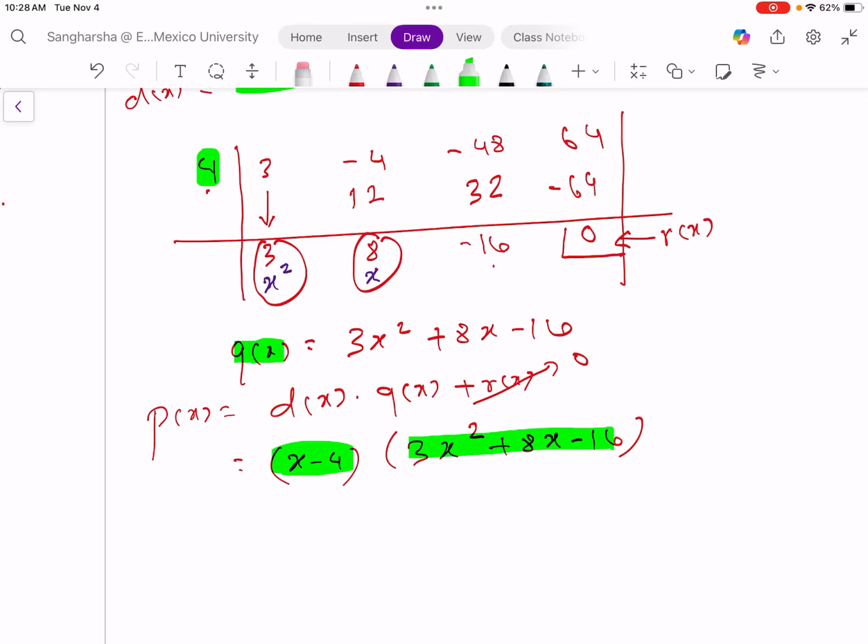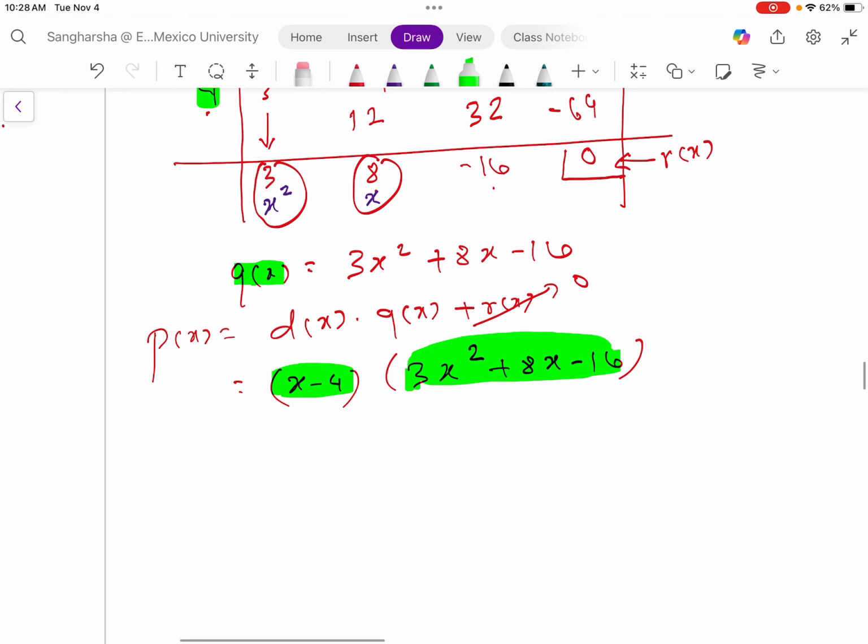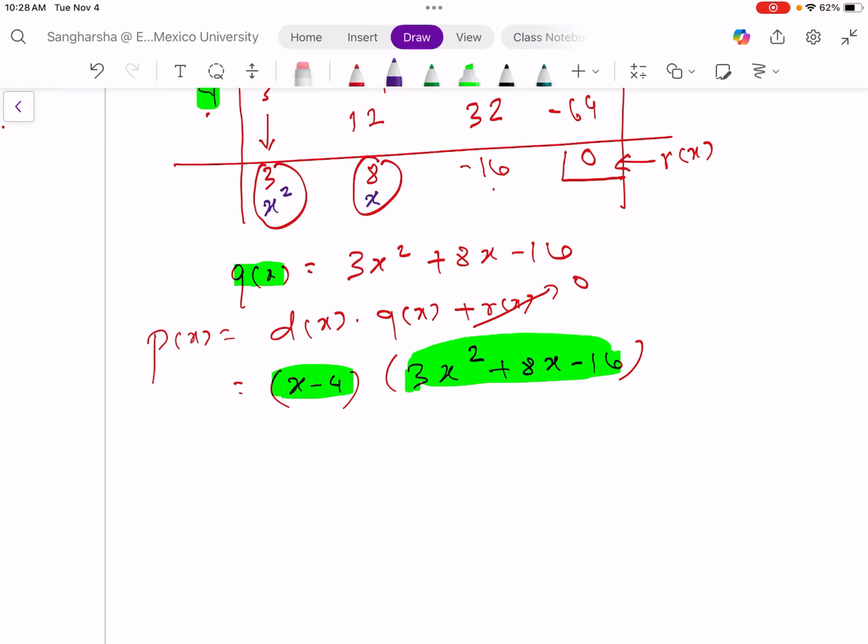Now what method do we use to factorize this trinomial? So this is a quadratic form. The coefficient of the square term is not 1, so we use the AC method, right? So let's factorize. This is our A, this is our C. So A times C. So 3 times 16 is 48.